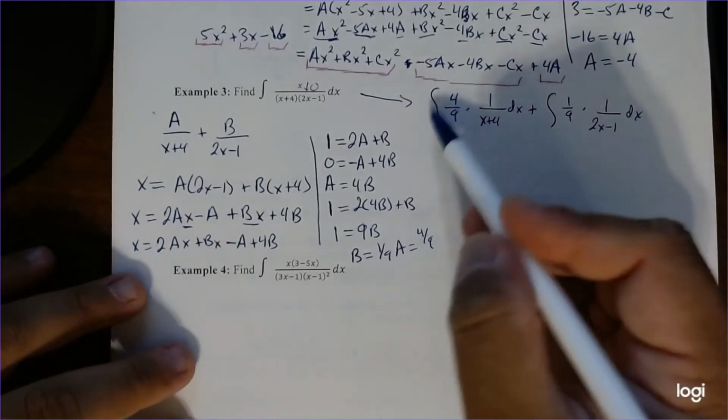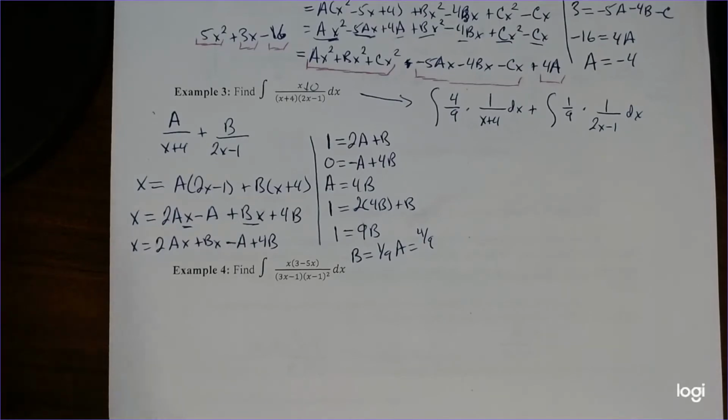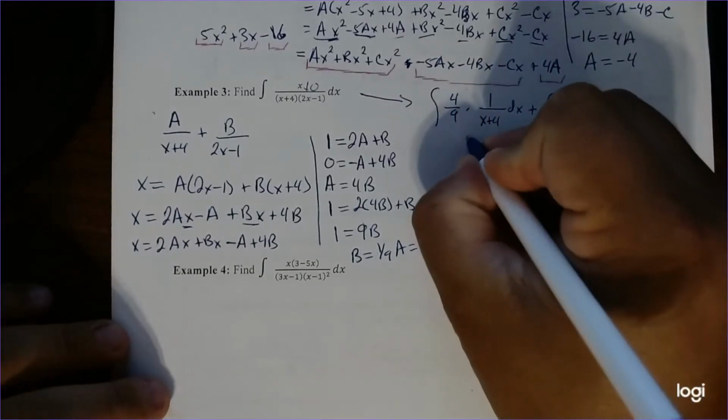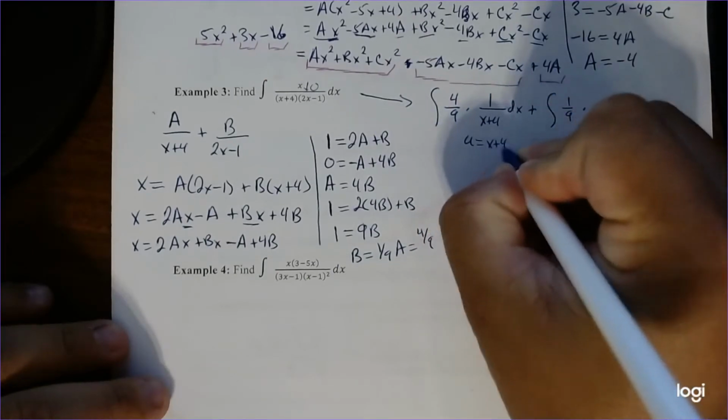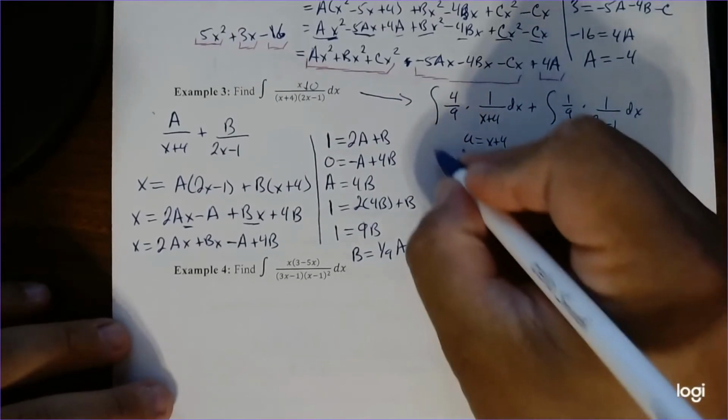And now notice we can bring the constants up, and now we integrate each one individually. Each one is a pattern of natural log. So we let u substitution, let u equal x plus 4, then du is equal to just dx. So this is just the integral.